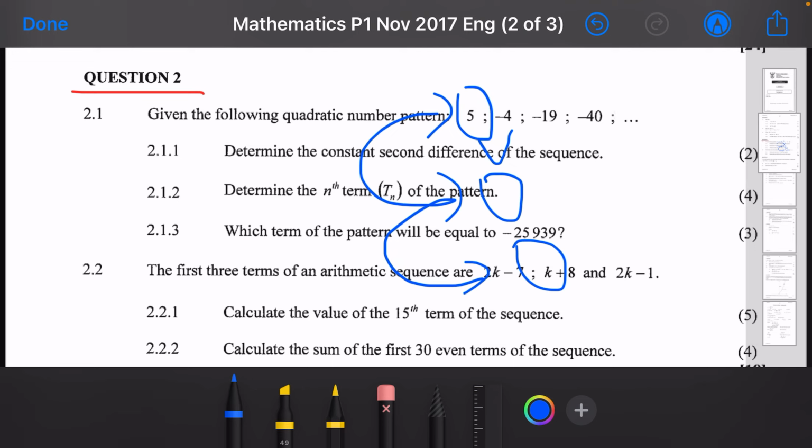Okay, massively important. Constant second difference. This guides you in terms of exactly what the question wants you to provide as part of your answer. So determine the constant second difference of the sequence. Which sequence? That quadratic sequence.